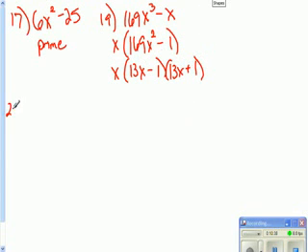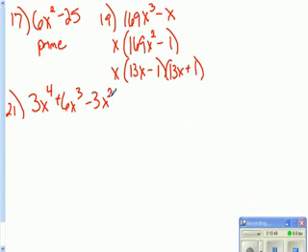Okay, number 21. And here's where they really made it nice and confusing for you. So we've got a big long one here. First thing you want to look at, is there anything I can divide out of all of them? And in this case there is. You can divide all of these by 3 and all of them by x. So I'm going to do that.